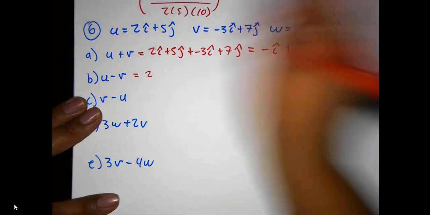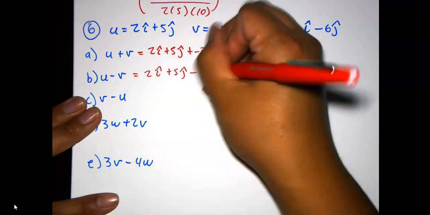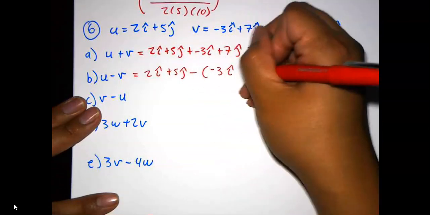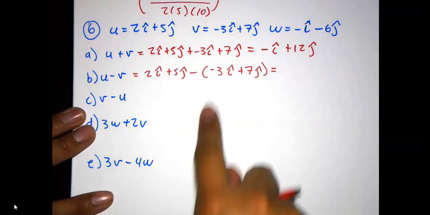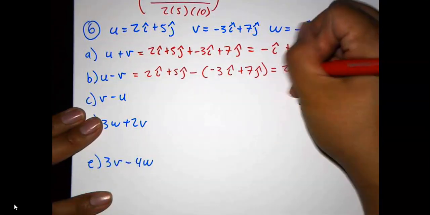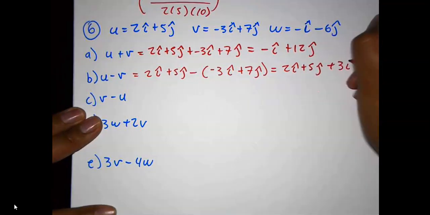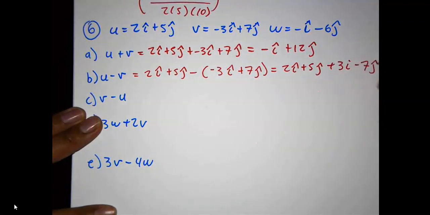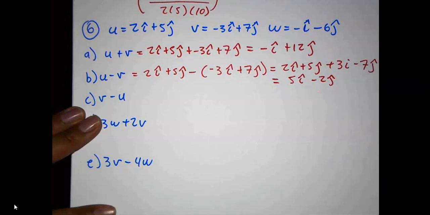Now we got 2i plus 5j, but now it's a minus. I'm going to be very careful. I'm going to put a parentheses because I need to distribute the negative. Be very, very careful. So I got 2i plus 5j plus 3i minus 7j. So that would be 5i minus 2j.